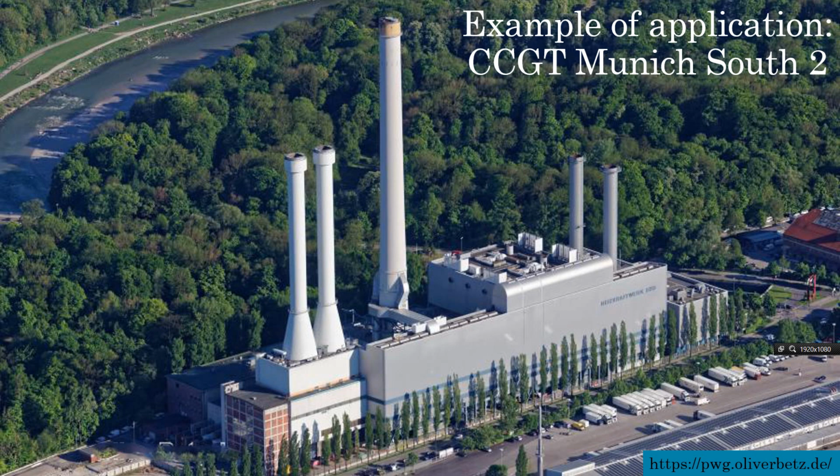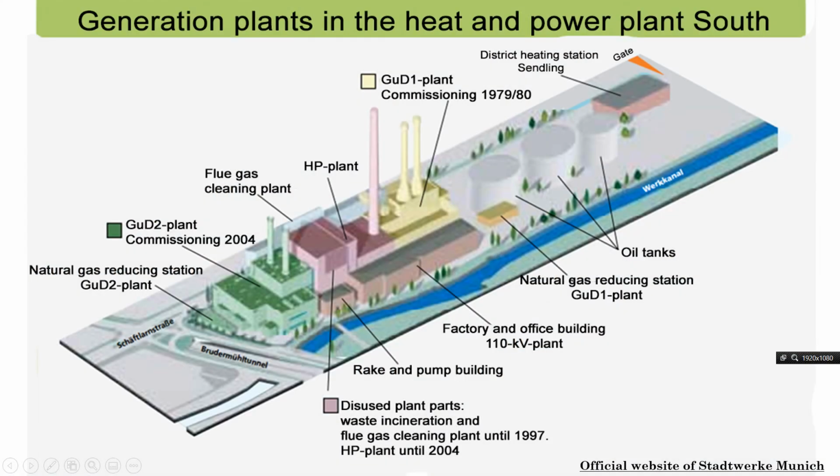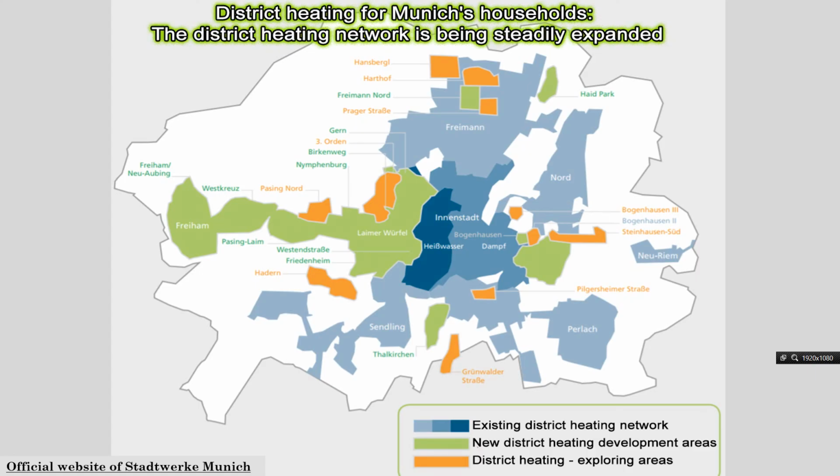This is an example of a power plant in Munich. This power plant uses cogeneration. We see that one turbine worked about 24 years till replacement. This is a power plant plan. You can stop the video and look for more details. Almost half of Munich receives heat from the cogeneration from this power station.